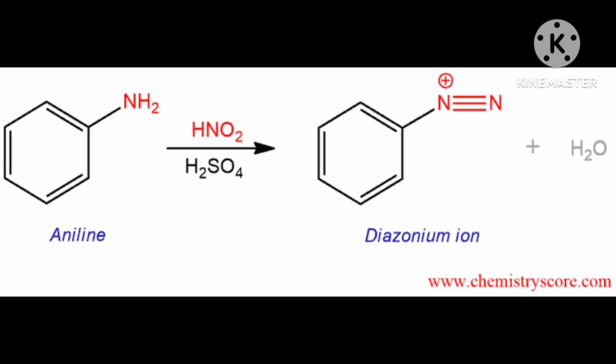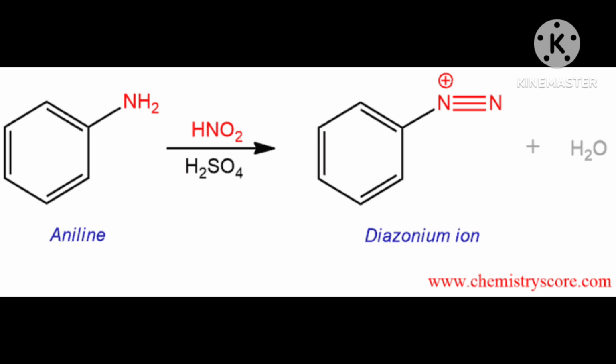ArN2Cl, N2 has a plus charge, Cl minus. ArN2Cl plus KI. The reaction is simple. Now the iodide ion will be introduced with Ar. You will get ArI plus N2 plus KCl. A very simple reaction. KI means K plus I minus.